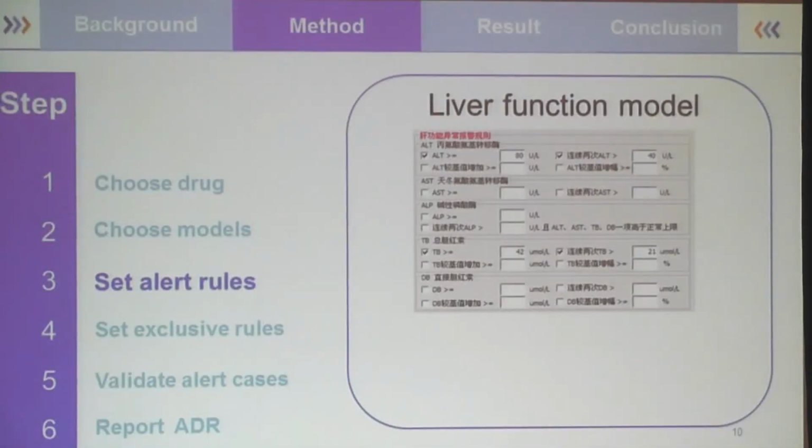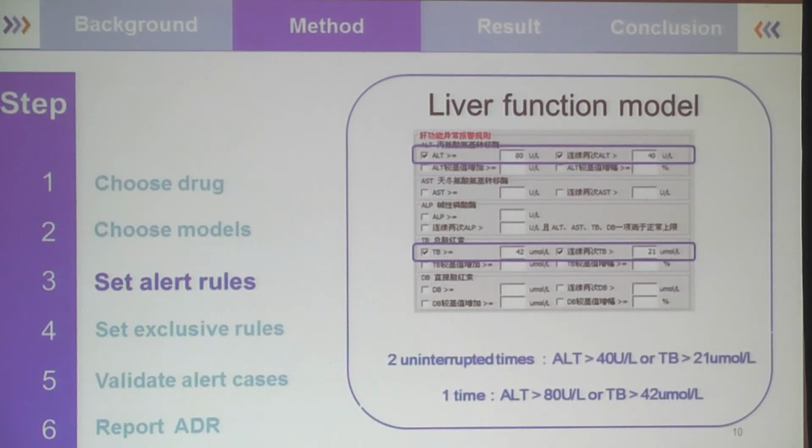Step 3, set alert rules. I will take the liver function model as an example. As the picture shows, we set alert rules according to the CFDA classification standards.